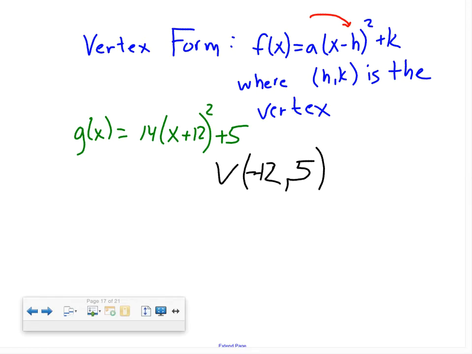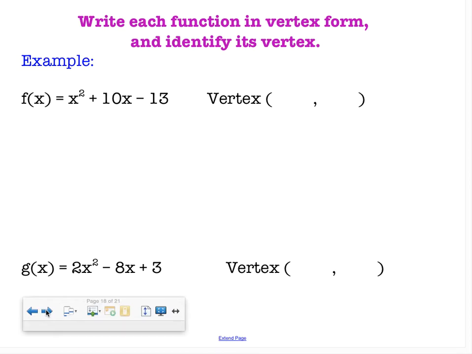Okay, now let's try solving for the vertex form, and you do this by completing the square. So in this function, f of x equals x squared plus 10x minus 13, we want to write this in vertex form by completing the square. First step for completing the square is to divide the b by 2 and get that magic number that allows you to write down the perfect square. In this case, you're going to have (x plus 5) squared. We have a minus 13.